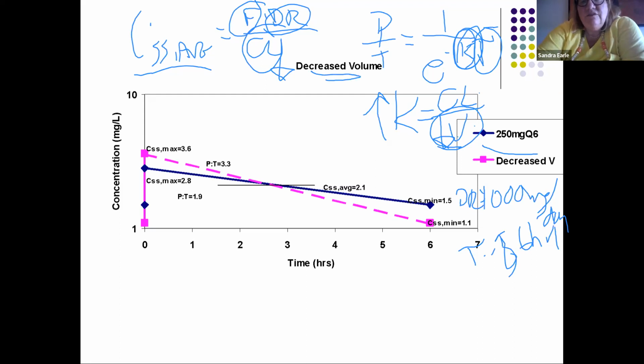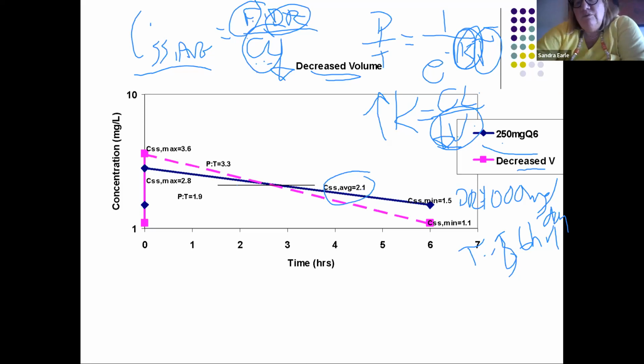We've had a decrease in volume. We haven't changed our dose rate, but with the pink line, we've got that decrease in volume. And there's no change in the CSS average. The CSS average is 2.1 under both cases, which is what we would have expected, right? No change because none of these factors have changed.